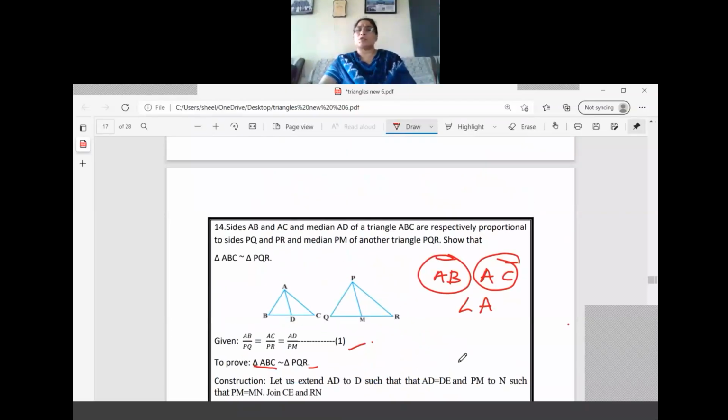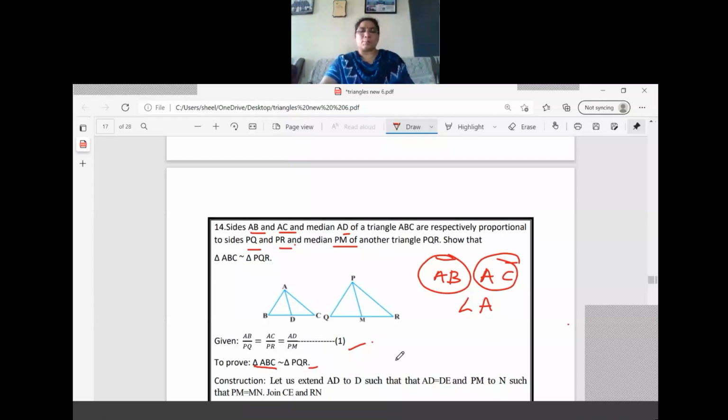As you know, it is MCQ pattern only, but this result is very good and it can be asked as a point of MCQ. So the proof you need not study, but the procedure you must know, how we got all this. Once again I'll explain. Sides AB and AC and median AD of triangle ABC are respectively proportional to PQ, PR and median PM. So we have written AB, AC, then AD, and similarly PQ, PR and PM. So corresponding sides are in proportion.